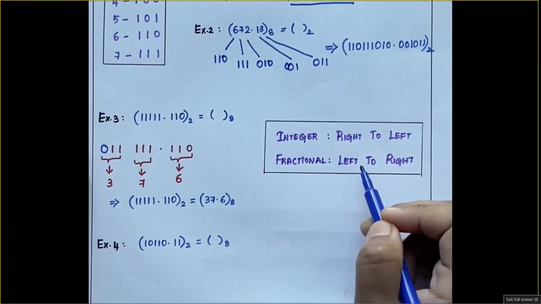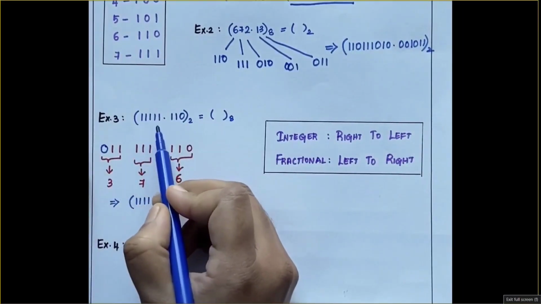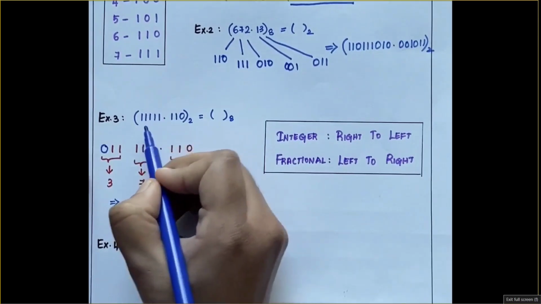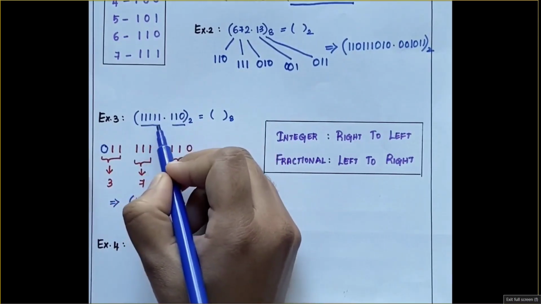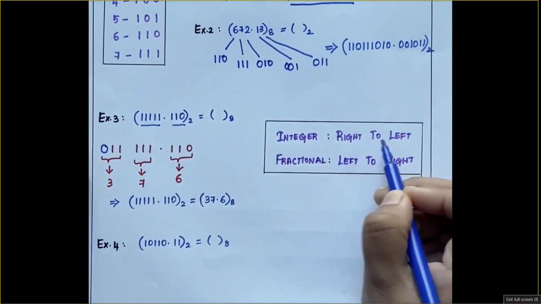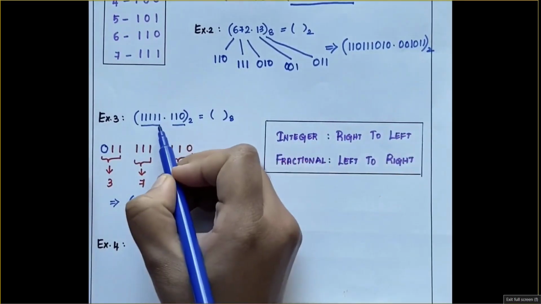Now based on the rules, let us solve the given example over here. First is the integer part, where we have to move from right to left. The integer part and fraction part have to be segregated into 3 bits each.